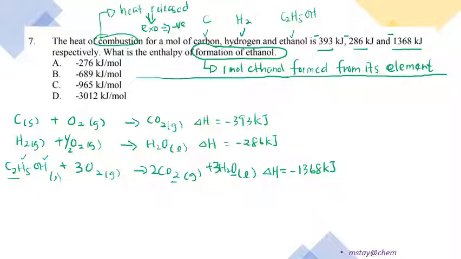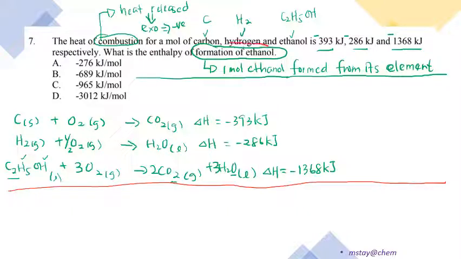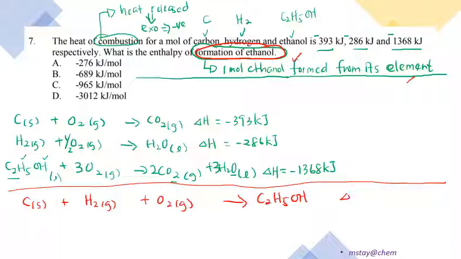Next, we need to write the enthalpy of formation of ethanol. So 1 mole of ethanol is formed from its elements. The elements that can be found in ethanol are carbon, solid, hydrogen gas, and oxygen gas, which will produce C2H5OH, where we have no idea what the value of the enthalpy change is.